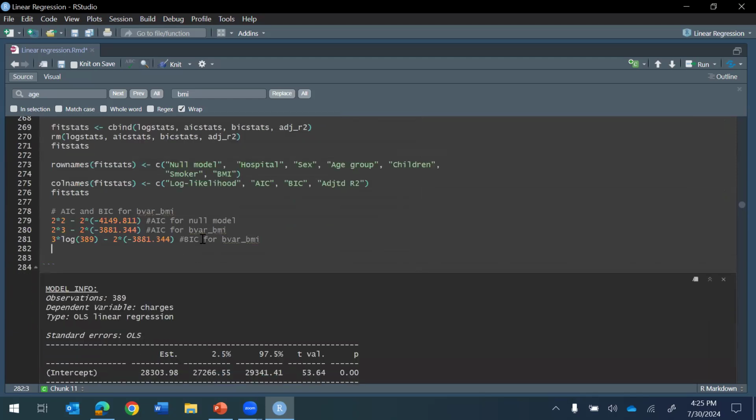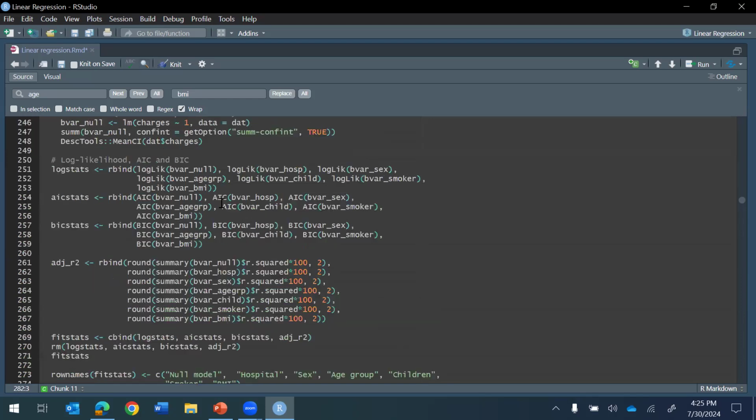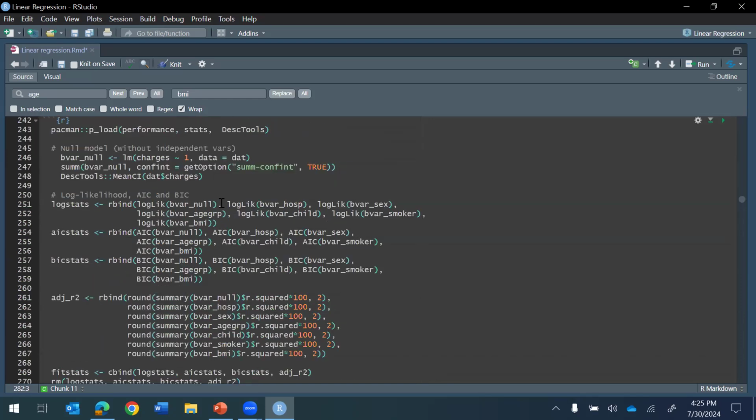So I have included a null model. Basically, without taking into account whether someone has gone to a hospital, what hospital they went to, whether they are female, what age group they are in, or whether they have children, based on the data that we would have, what would be the mean value and what is the 95% confidence interval? That's what the null model basically does.